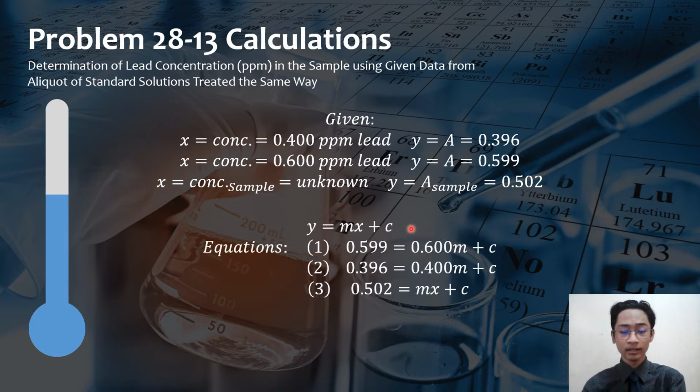So since the Beer's law is followed, we can derive the equations in a linear way, and our equation 1 would be 0.599 is equal to 0.6 m plus c, our second equation is 0.396 is equal to 0.4 m plus c, and our last equation is 0.502 is equal to mx plus c, with x as the unknown concentration of the sample.